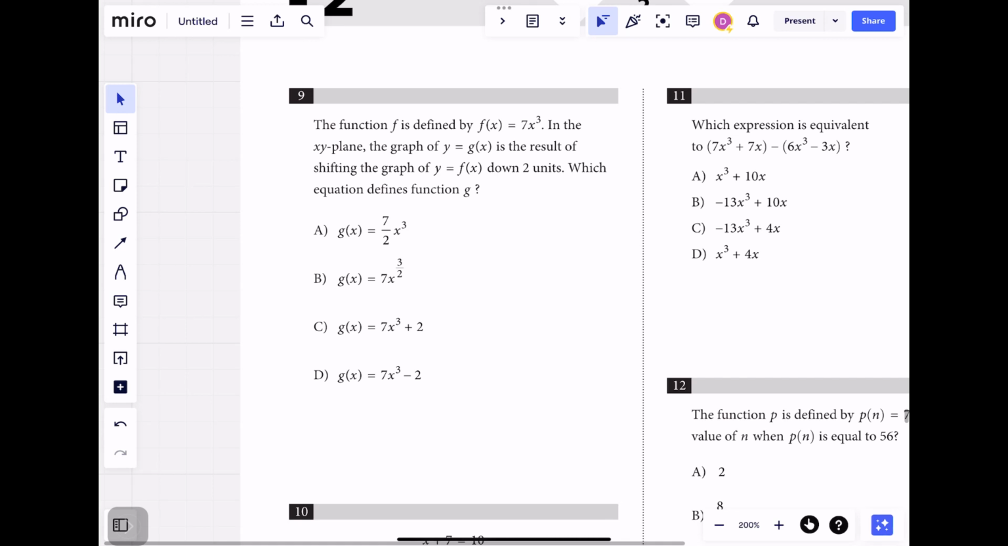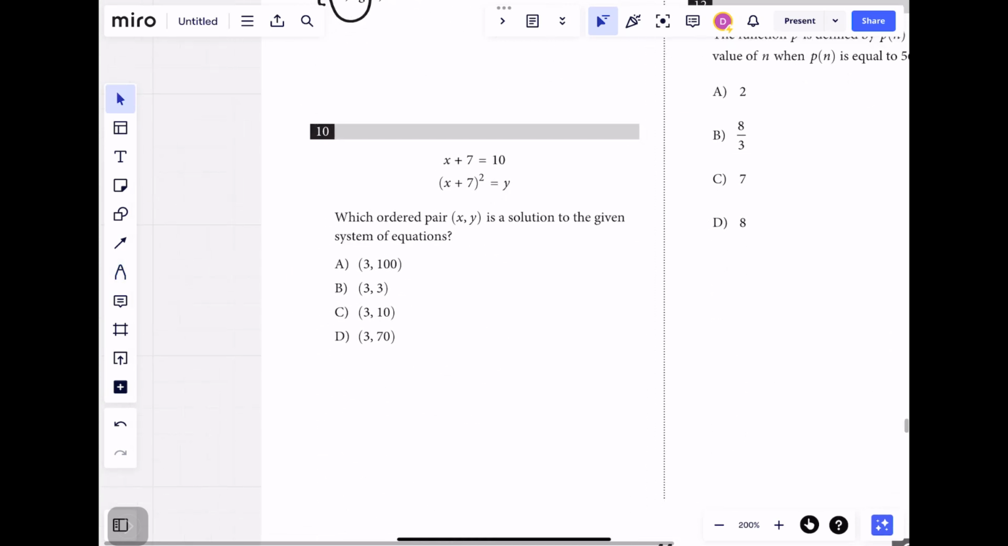The function f is defined by f of x equals 7x cubed. In the xy plane, the graph of y equals g of x is the result of shifting the graph of y equals f of x down 2 units. Which equation defines function g? So you're just shifting it down 2 units, so you're just going to have the same equation minus 2, which is D.